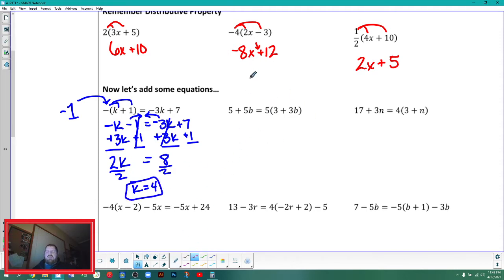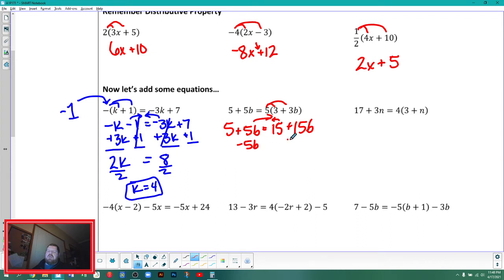Next one, we want to distribute first. My left side is good. 5 times 3 is 15. I don't like that, it kind of looks like a little negative slit in there. It's not supposed to. 5 times 3b is 15b. Let's go ahead and move our variables right and our numbers left.